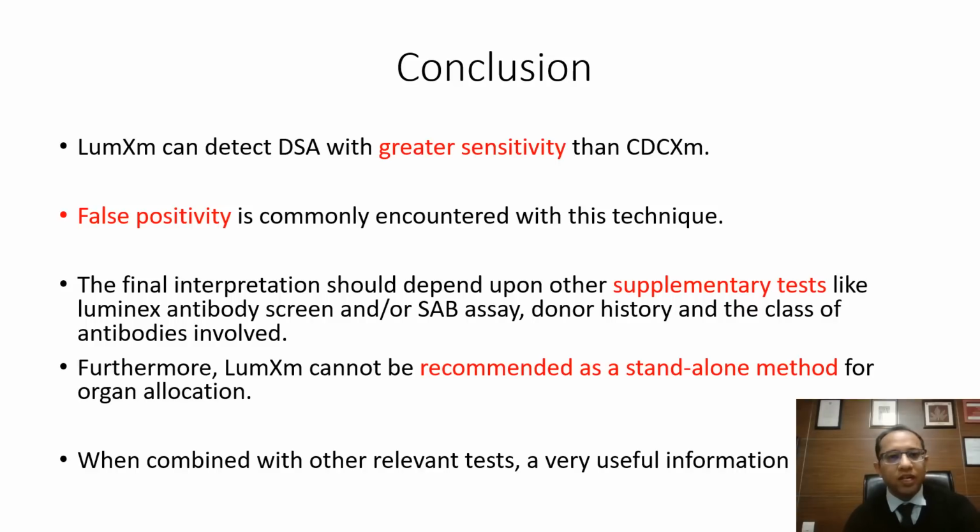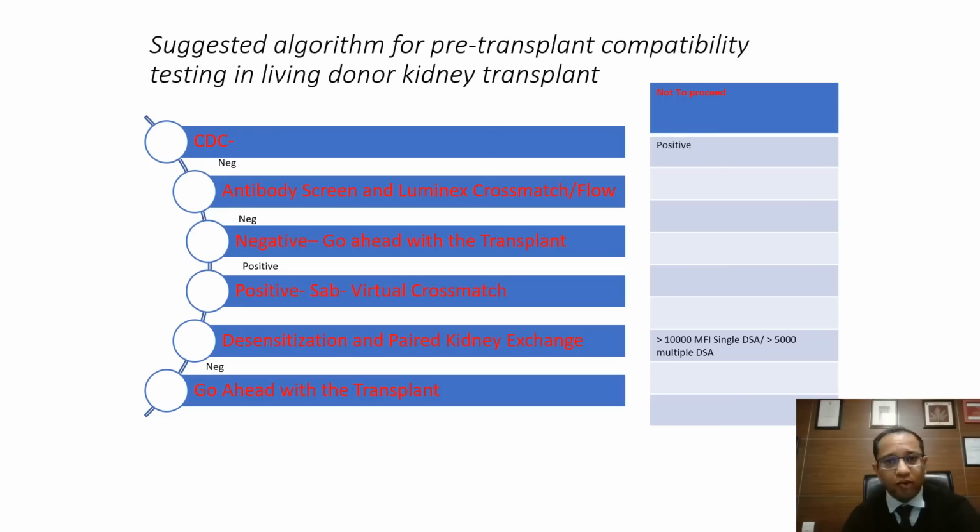To conclude, Luminex crossmatch can detect DSA with greater sensitivity than CDC crossmatch. There is no doubt about it. Sometimes false positivity may occur, so you need to know your MFI value, especially for class 2. You need to have some supplementary tests. It's not a standalone test that you can just do for organ allocation. When you combine all of these tests as part of the algorithm, it gives very useful information.